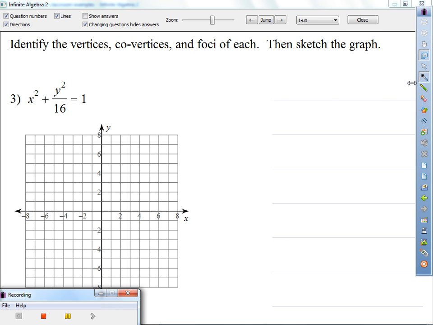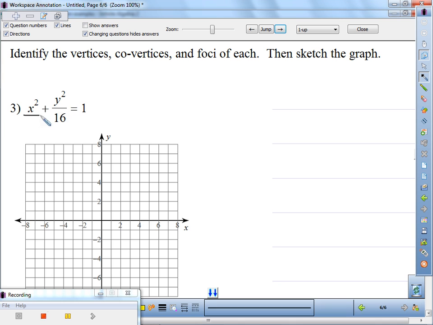Alright, so since there's nothing underneath it, we're going to put it over 1. Okay, so I just want to go through the steps. Steps are the same. Alright, so what's going to be our a squared? 16 or 1? 16, good. So we want a, so we take the square root of both sides. So a is equal to plus or minus 4.